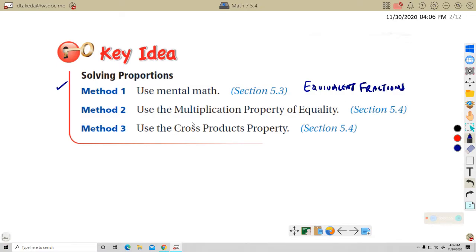Multiplication property of equality and cross products property, those are coming up in this section. What does that mean? I did one of these when we explained cross products in the previous lesson, but let's take a look.